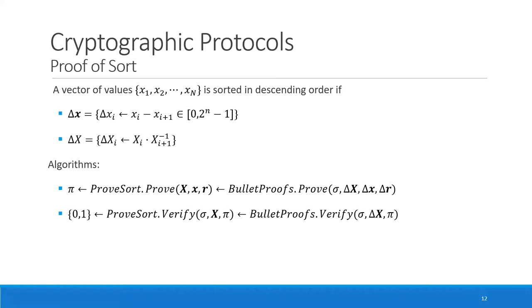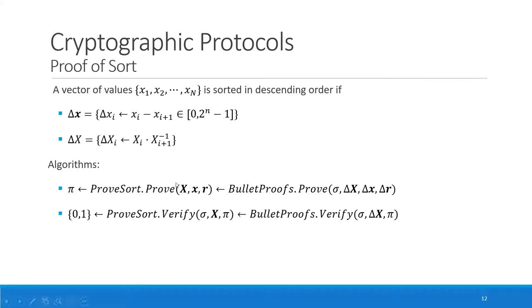Another component that we use in the design of the periodic auction is proof of sort. So let's say we have a vector of n values like this, then we can say that this vector is sorted descendingly if and only if the differences between successive elements are positive, or belong to this interval. So we can also utilize the homomorphic property of Pedersen commitment to produce a commitment to the difference as well.